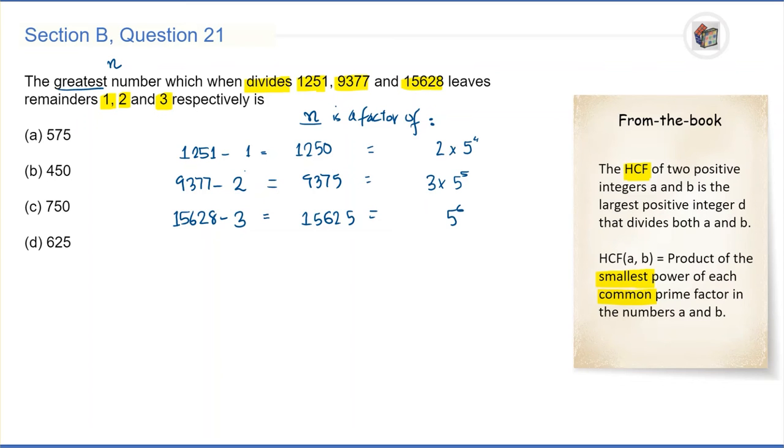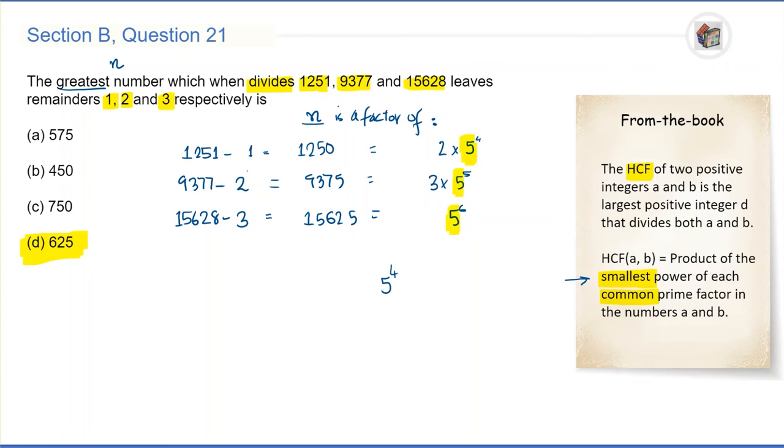Here you go. Now I want to look at the common prime factors. The only common prime factor among all three of them is 5. So I take 5, yes. With what power? We know that we have to take the smallest power. So the smallest power that we see on 5 is 4. And that means the HCF is 5 to the power 4. You calculate the value of that, it's 625.